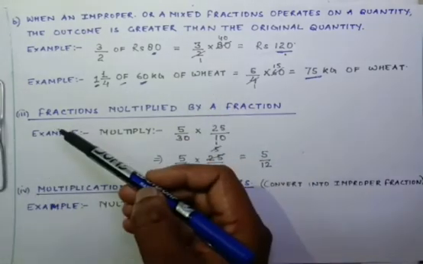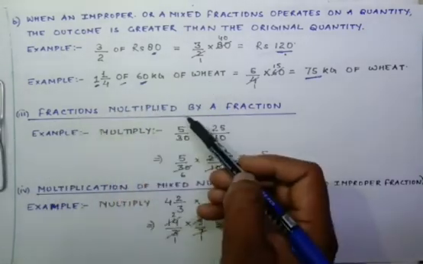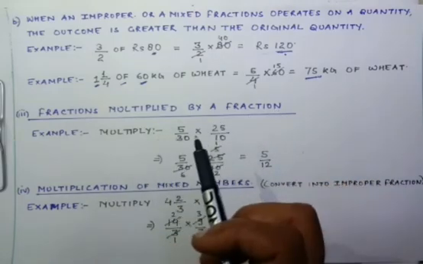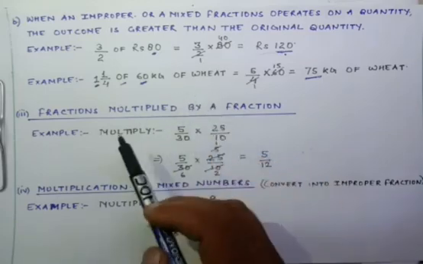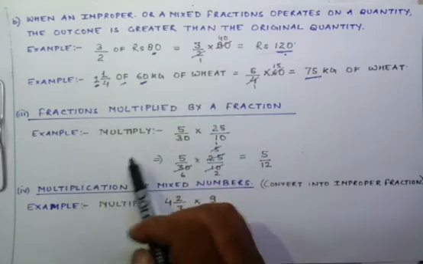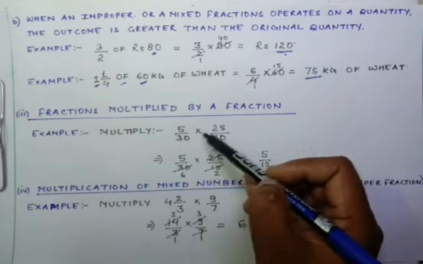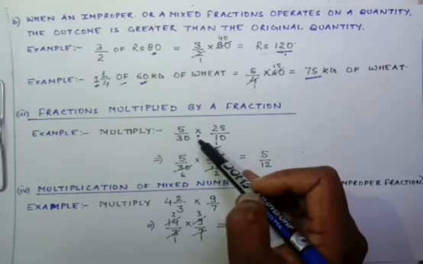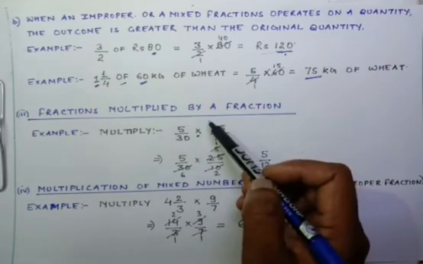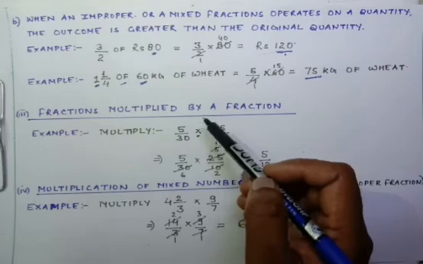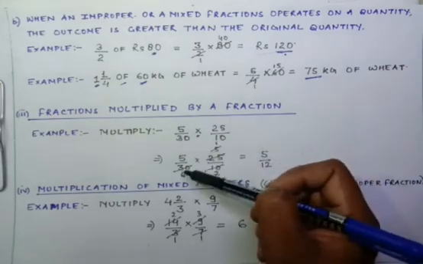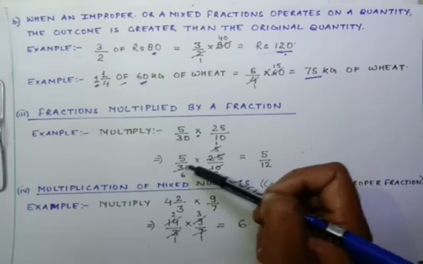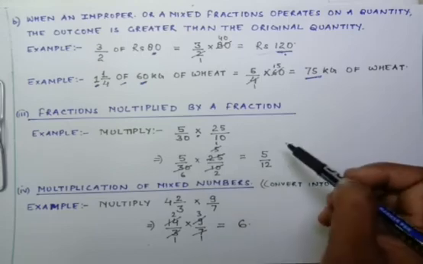Let us come to another topic, that is fractions multiplied by a fraction. When two fractions are multiplied, how are we going to multiply them? Over here I have taken an example, multiply 5 upon 30 into 25 upon 10. In place of multiplication, it can be written as "by" also, "by" as an operator. So simply you are going to multiply it. If it can be simplified, you have to simplify it first and then only you will get the answer.